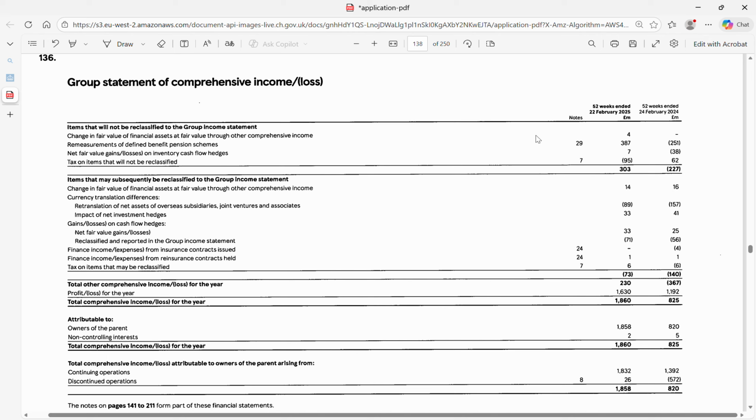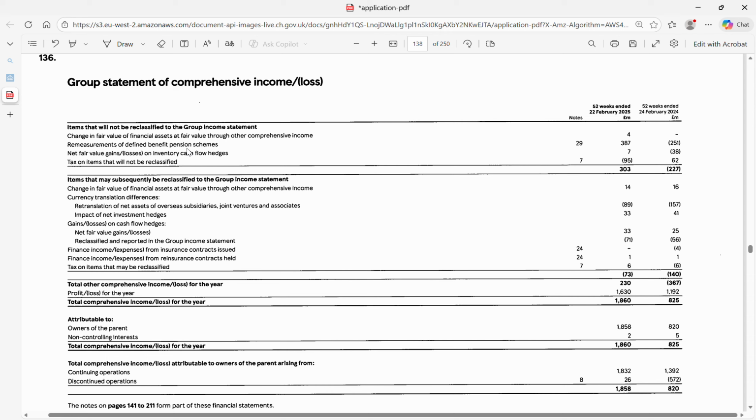So the movement on that item will go through this type of place in the profit statement. They'll increase or decrease the asset on the balance sheet, and I mentioned that in my balance sheet video. And then the other side of it, because you've got debit and credit in the accounts, will go through the profit statement as an income or a cost. Remeasurements of defined benefit pension schemes. So defined benefit pension schemes are the wonderful pension schemes that hardly anyone has anymore, where they pay you a final salary pension, those kind of ones.